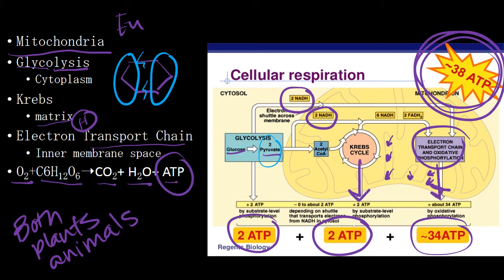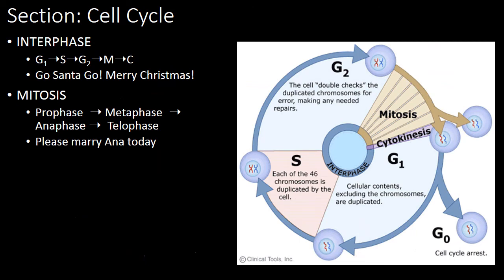What's the structure of ATP? ATP is called adenosine triphosphate, meaning it has three phosphate groups attached to it. Every single time I break a bond to a phosphate, that gives me energy. So my goal is to make as much ATP as I can so I can use it for my muscles and cells later on. But the next part of your notes is the cell cycle.